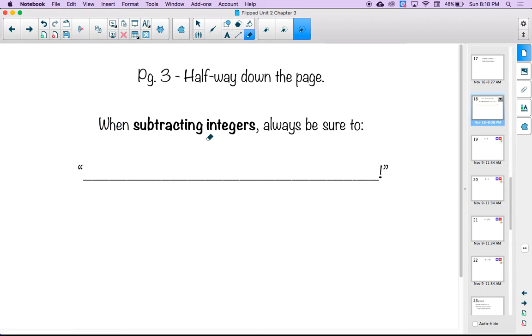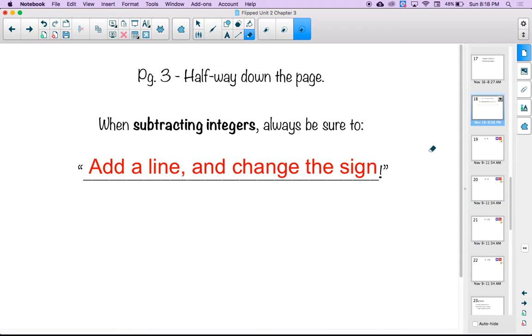So, the key to subtracting integers is actually to change it to an addition problem. And we have a little rhyme that helps us to remember how to do this. That rhyme is add a line and change the sign. So what that means is when we see a subtraction sign, in a problem like 2 minus 7, we're going to attack that minus sign. We're going to add a line to it. That's going to make it an addition sign, and we're going to change the sign of the following number.